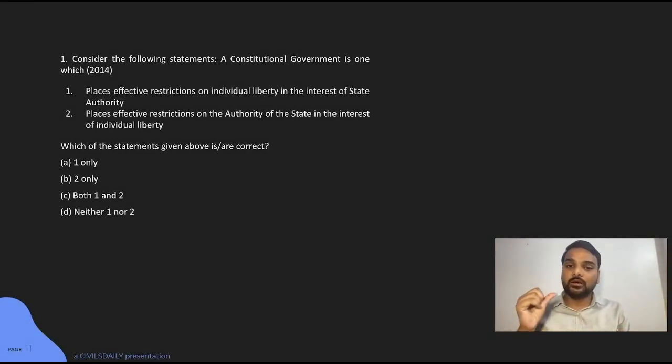A constitutional government is one which, again this is asking the simple definition, places effective restriction on individual liberty in the interest of state authority.